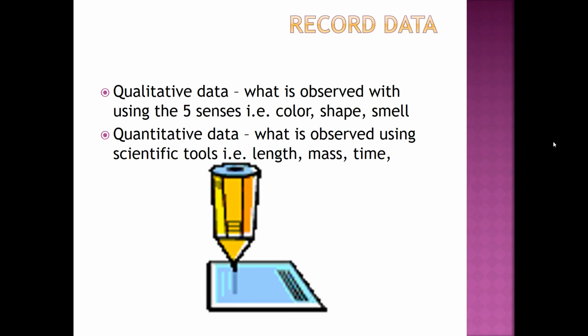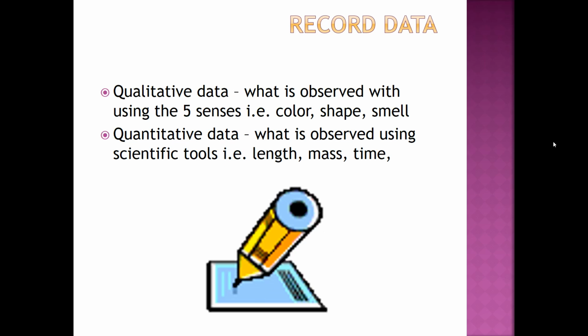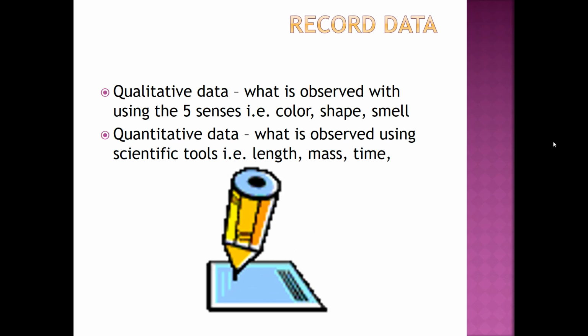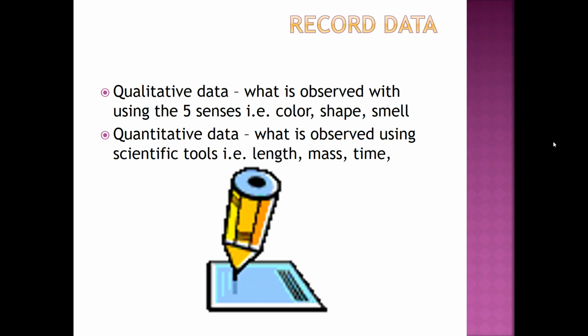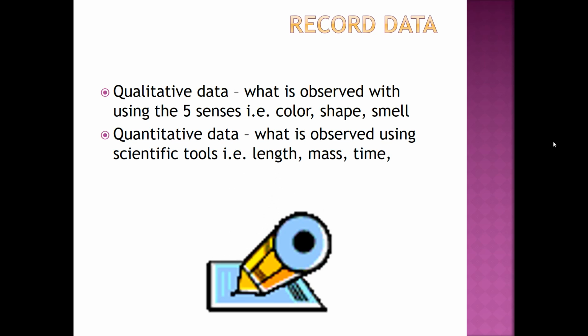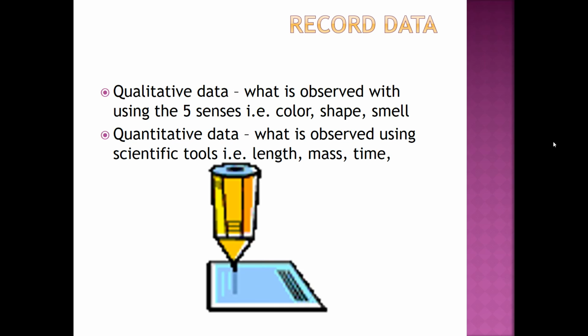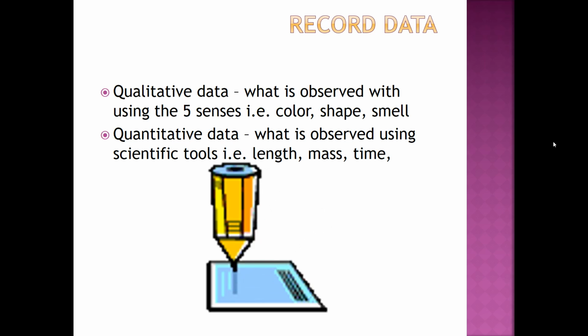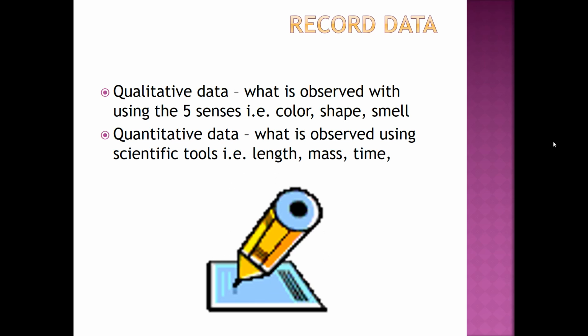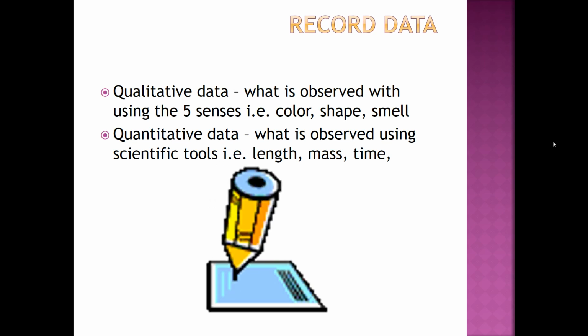So while we're doing our experiment, we are recording data. Remember when we talked about qualitative data and quantitative data? We're going to talk about the quality. Remember, quality, qualitative. We're using our 5 senses. We're going to look and see if it's boiling. If it's not, we might look for steam, stuff like that. And we're going to record all of this data while we're doing this experiment.